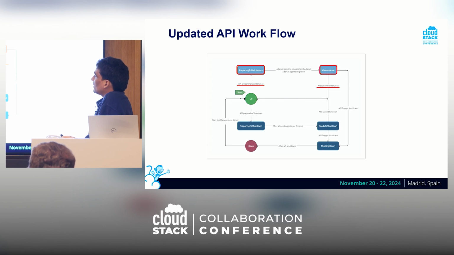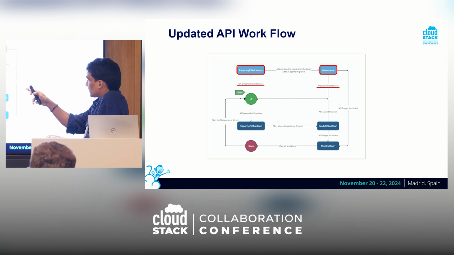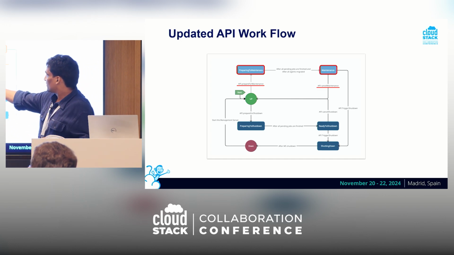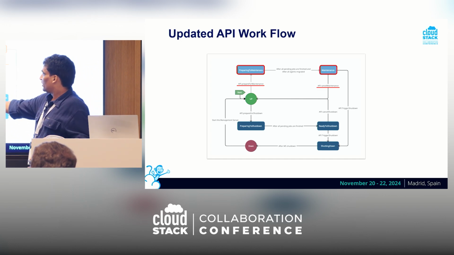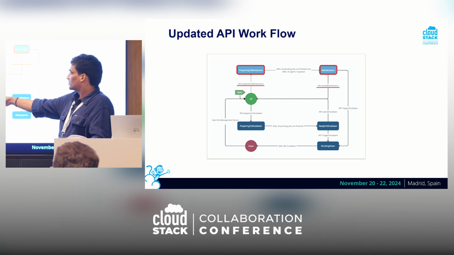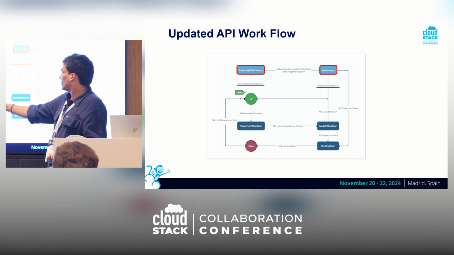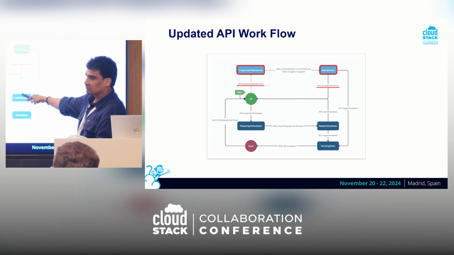This is the updated API workflow. There is a current workflow for safe shutdown. When the management server is in up state and we initiate prepare for shutdown, it goes to prepare for shutdown, and when all the pending jobs are finished, it goes to ready for shutdown.